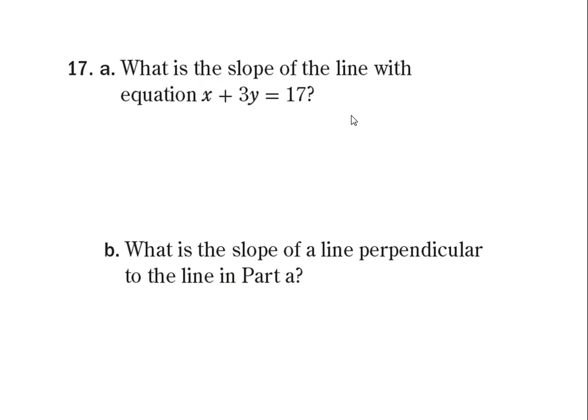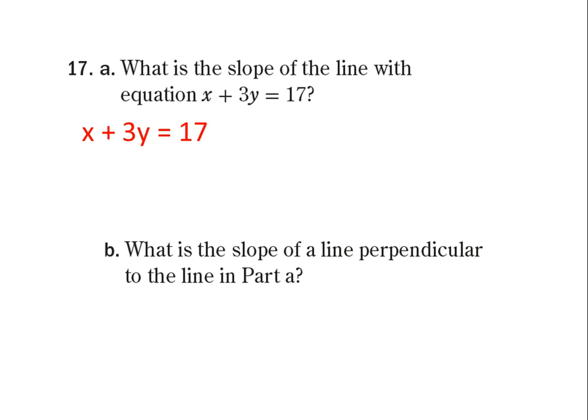So if we want to find the slope, one of the ways to do that, and the way that I'm going to do it, is to put this equation into slope-intercept form. So I'm going to take the equation, x plus 3y equals 17. We know that slope-intercept form is y equals mx plus b, so I want to solve for y, or get y alone, or isolate y on one side of the equation. A lot of ways you can say that.